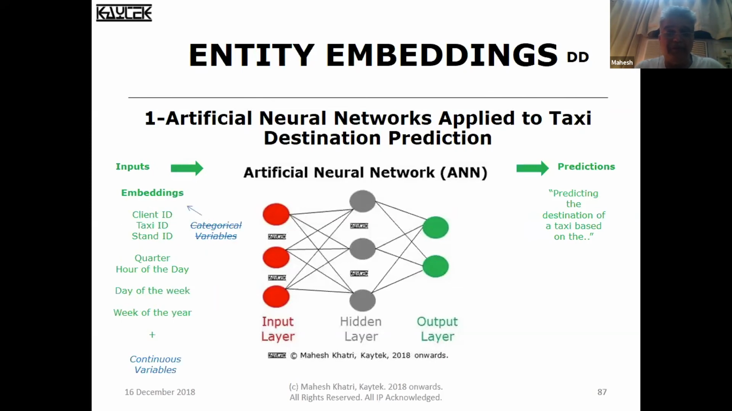So this was the first paper that we looked at, which was the neural networks for taxi destination. This was Yoshua Bengio's paper, where we had the categorical variables as embeddings. For instance, for a taxi booking, the taxi ID, taxi stand ID and client ID each had embeddings. There were also embeddings for hour of the day, day of the week, and week of the year. And then you also had the continuous variables, which were acting as inputs to the network.